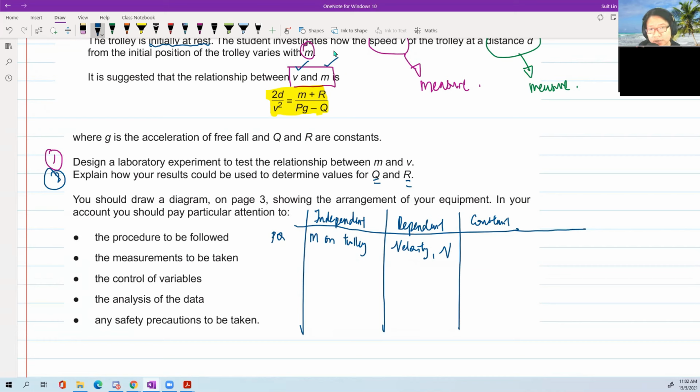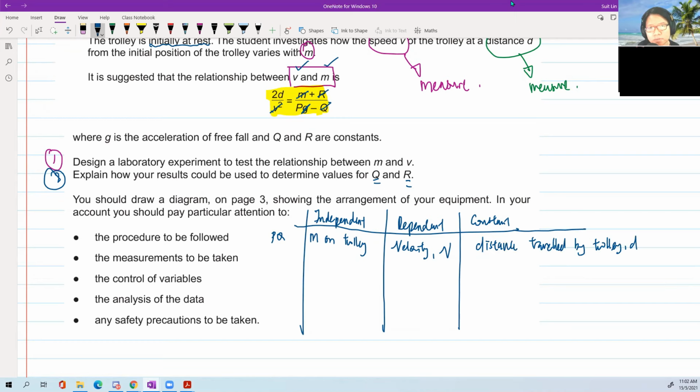Okay, constant variables. Everything else is constant, miss. Q and R, you don't write, because even if you put Q and R here there's no point. You don't know what Q and R are. If you don't know what Q and R are, how are you going to keep them constant? What else is inside your equation? We have done V, we have done M. We can't do Q and R because we actually have to find them. Unless you are God, you can't change the acceleration of gravity. So what else do we have? We have to keep D constant, the distance traveled by the trolley.